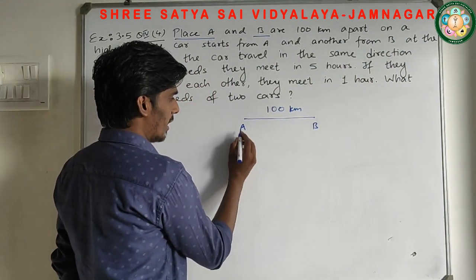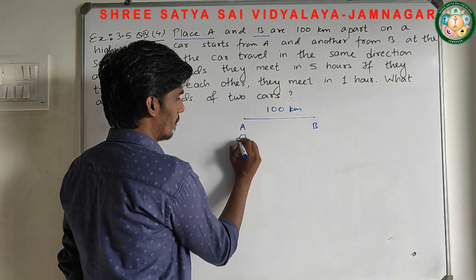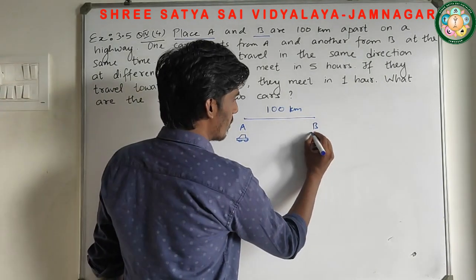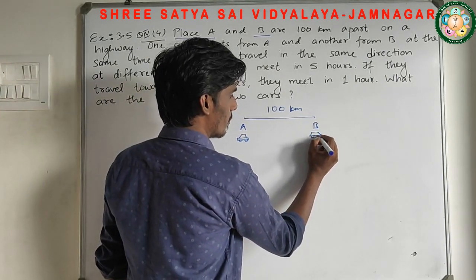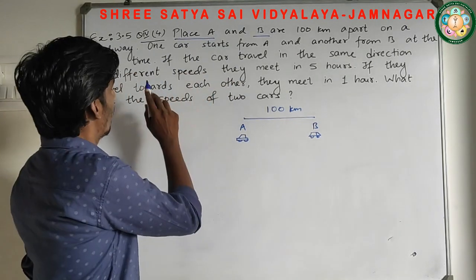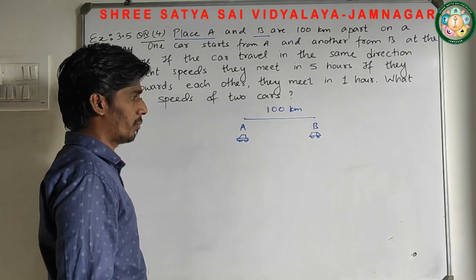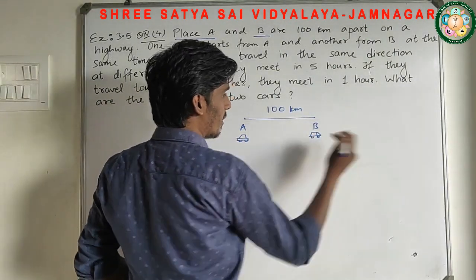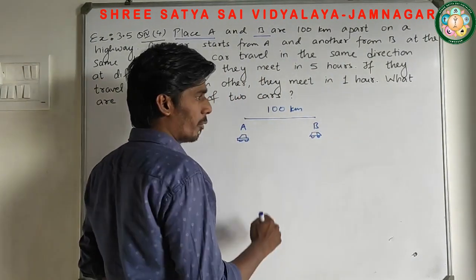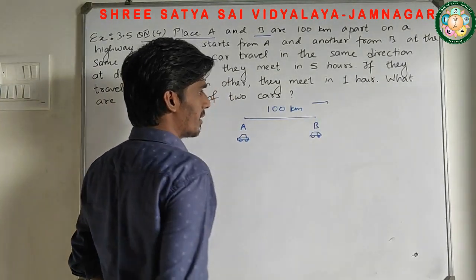One of the cars starts from where? From A. Here there is a car. It starts from A. Another car starts from B. If the cars travel in the same direction, both are moving in the same direction. Same direction means if A is moving this side, then B is also moving this side. So let's assume that both the cars are moving towards the right hand side.